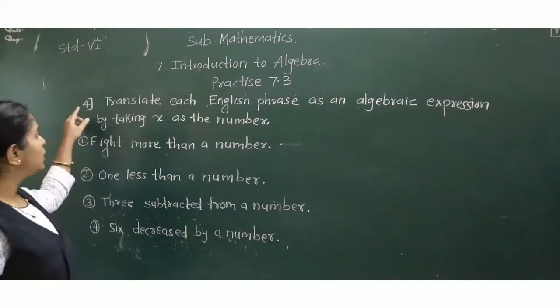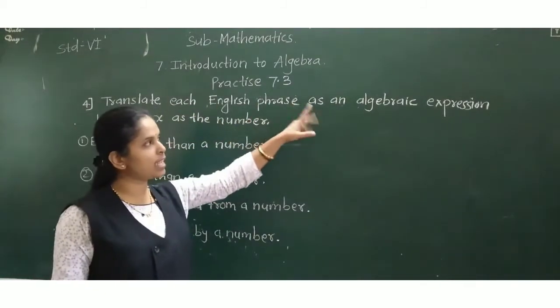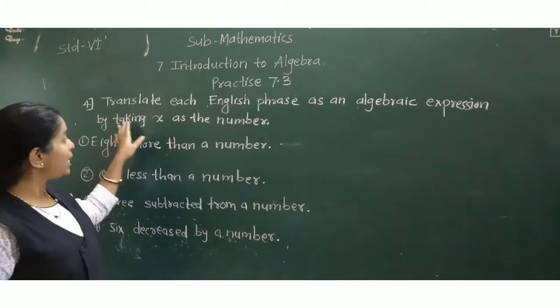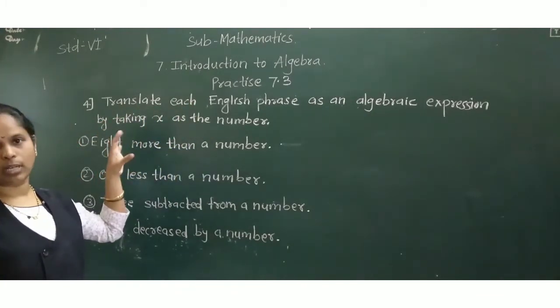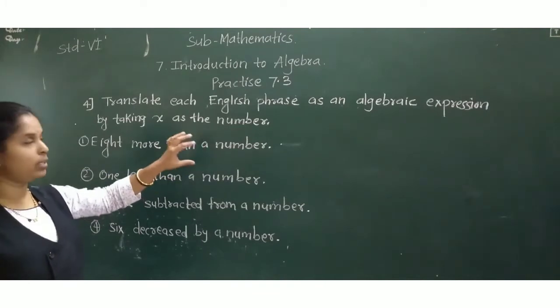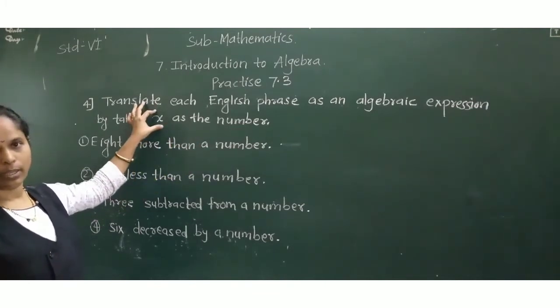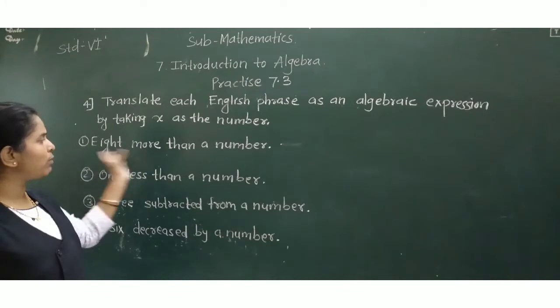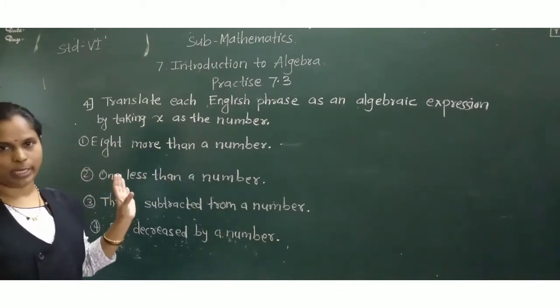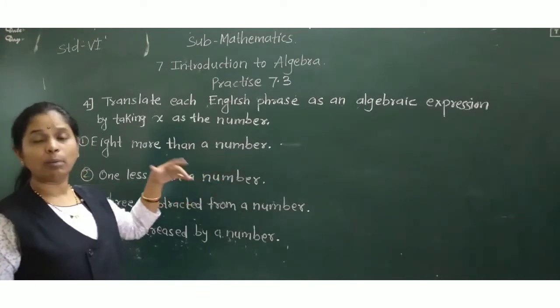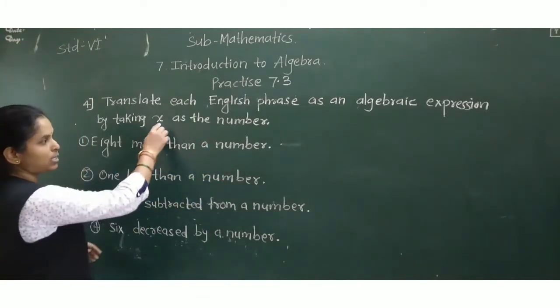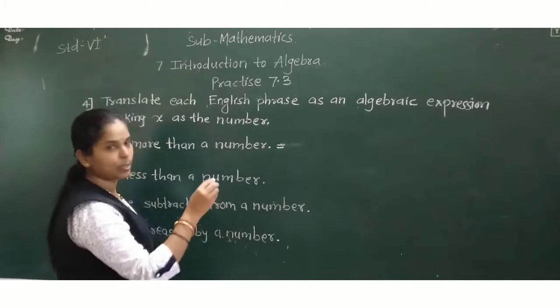Question number 4. Translate each English phrase as an algebraic expression by taking x as the number. Wherever a word like number is used, there we have to take x. And in the same way, we have to convert the phrase into an algebraic expression. Now first one, 8 more than a number. A number we have to take as x. So what will be the algebraic expression?